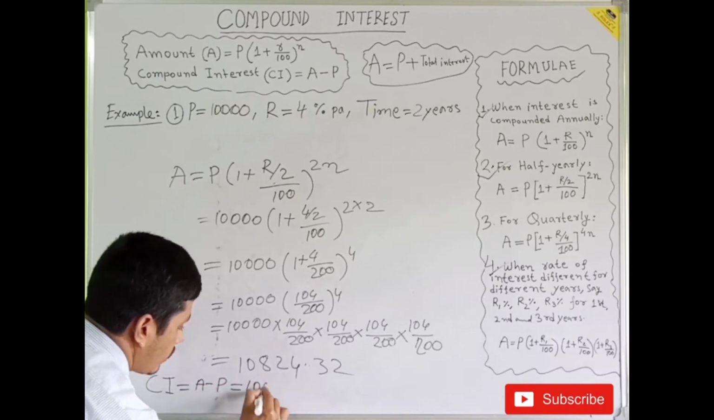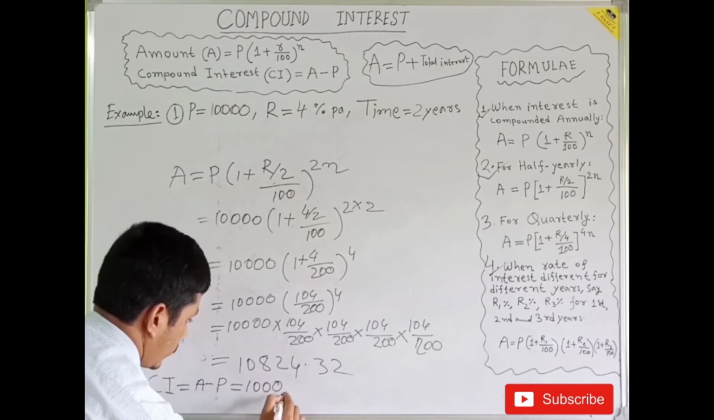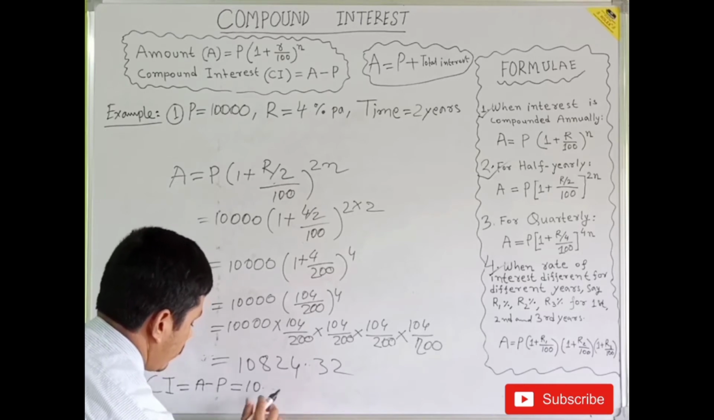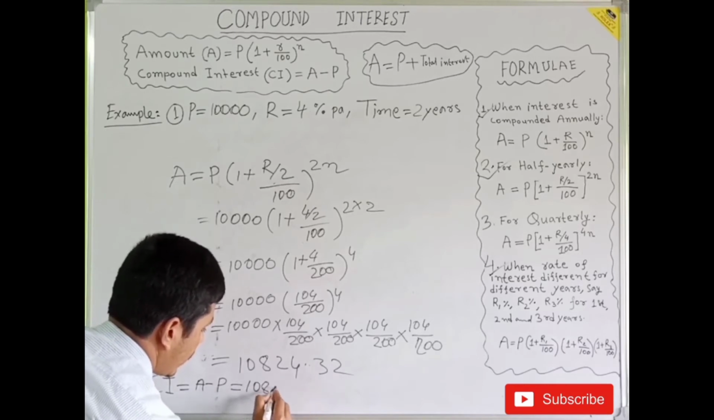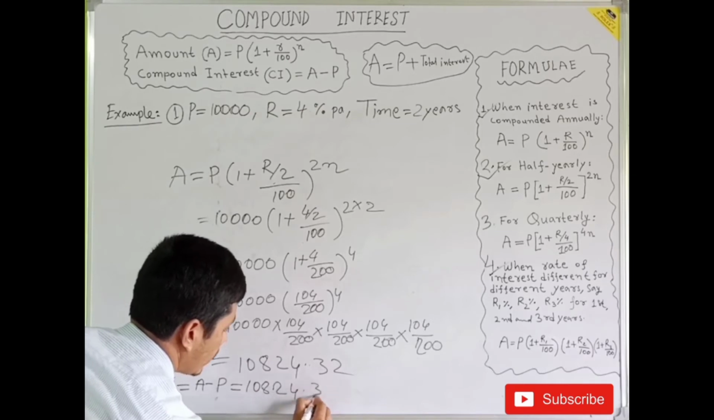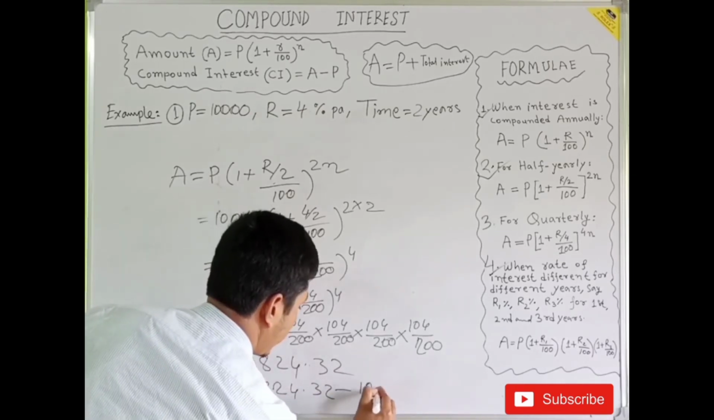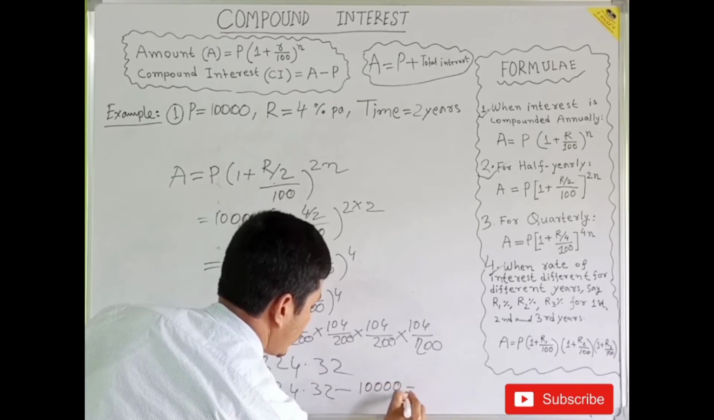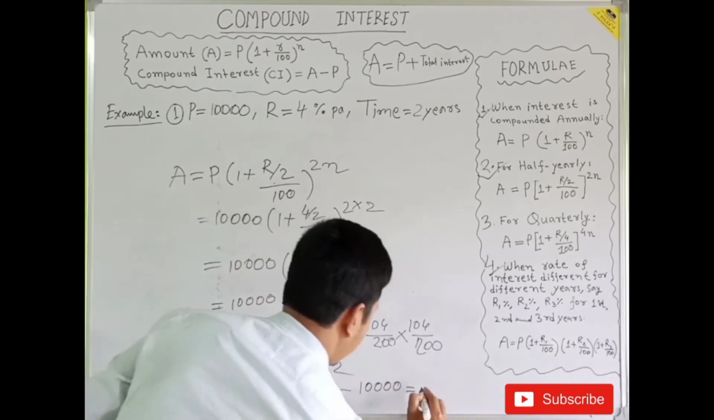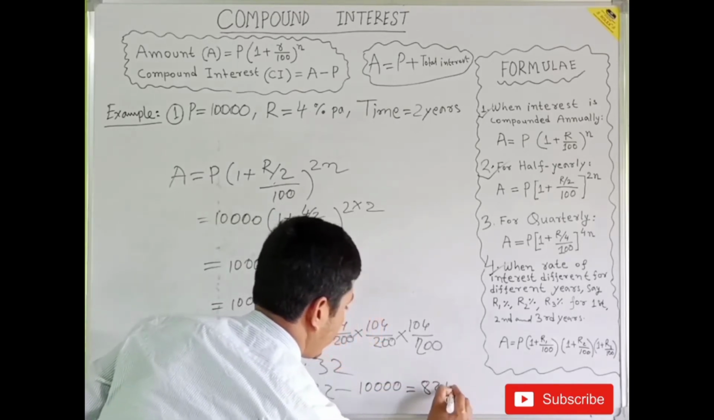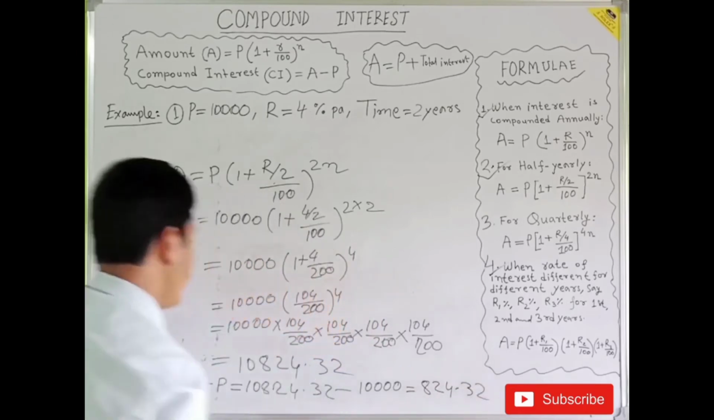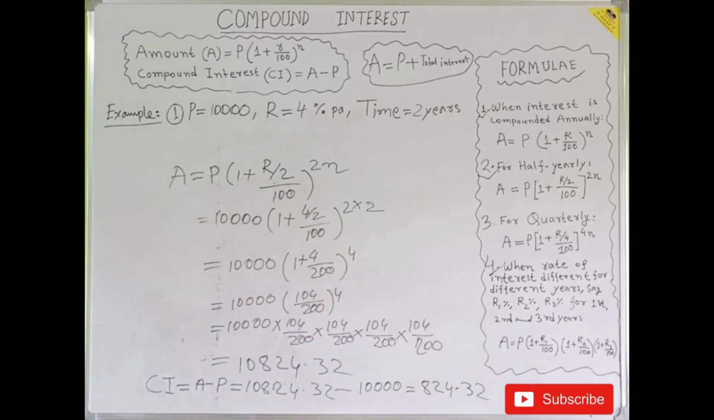Here A is equal to 10,824.32, minus the amount of principal, which is 10,000. When we subtract, we get 824.32. It is the amount of compound interest.